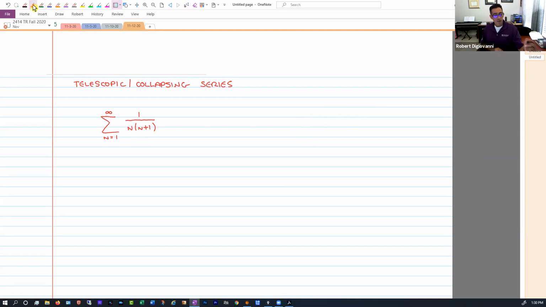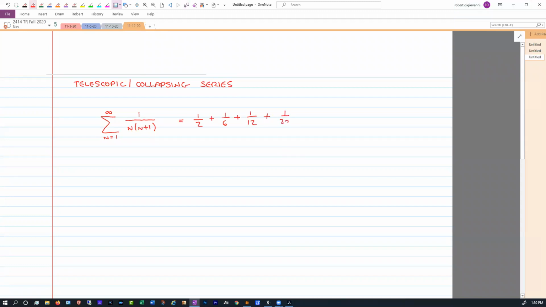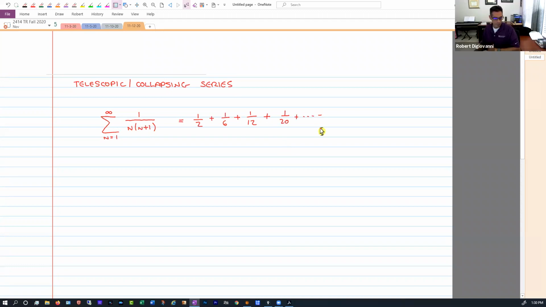So maybe we can start writing out the sum. Maybe we can actually get a feel for what this sum is doing. So let's plug in 1. We get 1 over 2, plus, now let's plug in 2, 1 over 6. Let's plug in 3, 1 over 12. Plug in 4, 1 over 20, plus dot, dot, dot. So there it is. That's what it is.